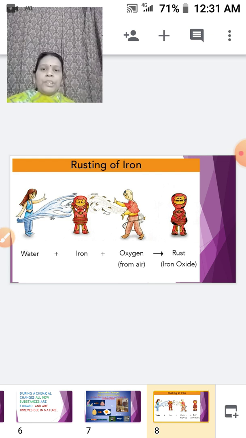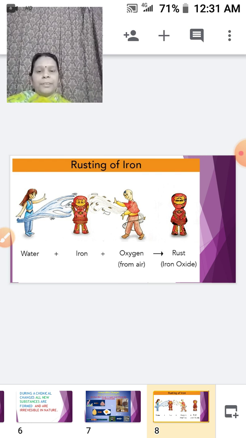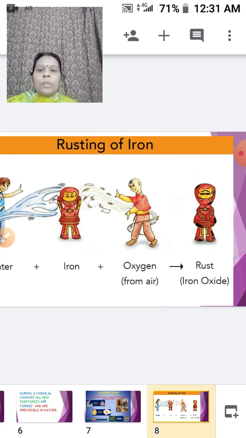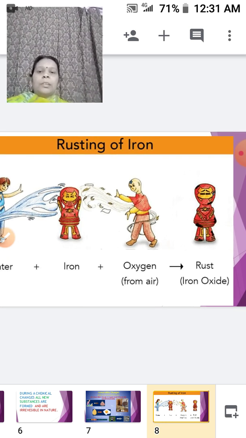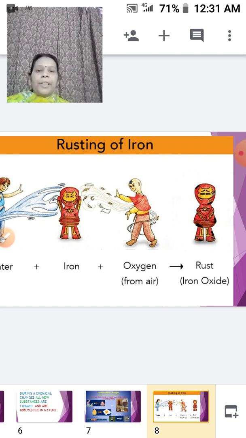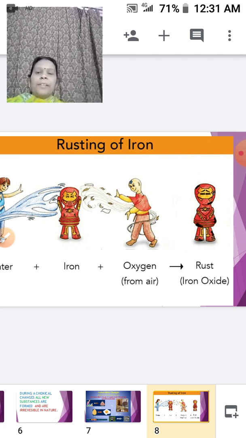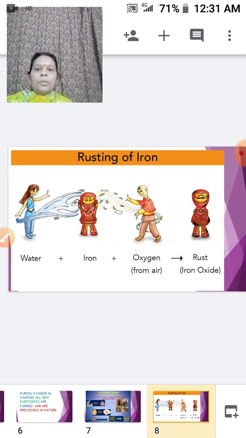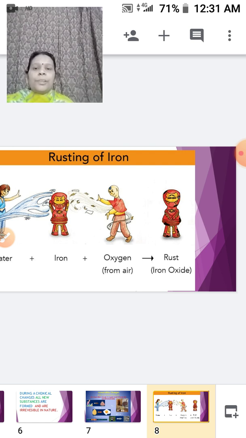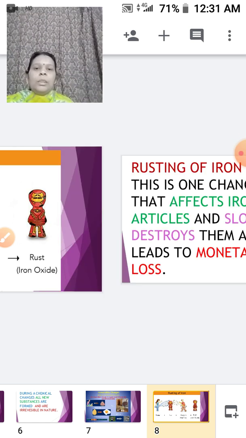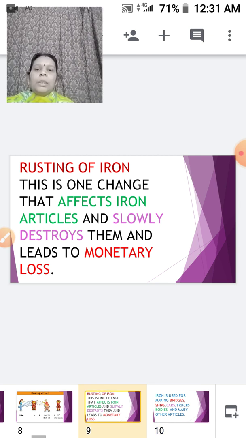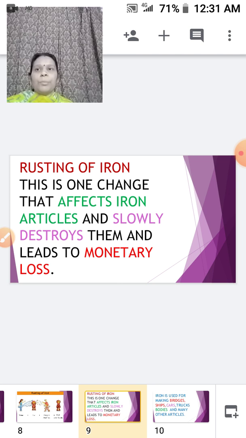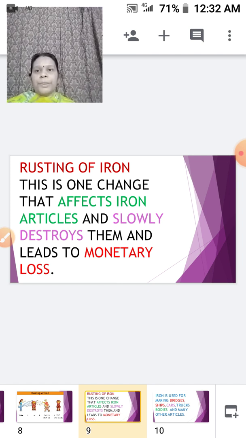Apart from that, we even talked about the rusting of the iron. And this is also a chemical change. As we talked of that, iron here gets reacted with water and oxygen and forms iron oxide. So this is the process which goes on during the rusting of iron. Children, rusting of iron. What is rusting of iron? That we have also talked of in one of the periods when we started with the chapter.